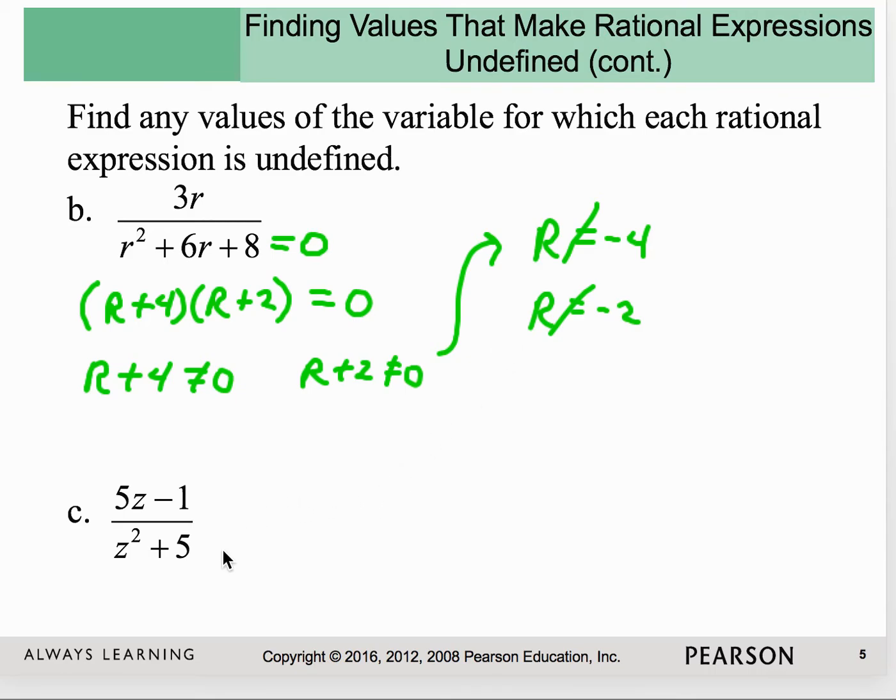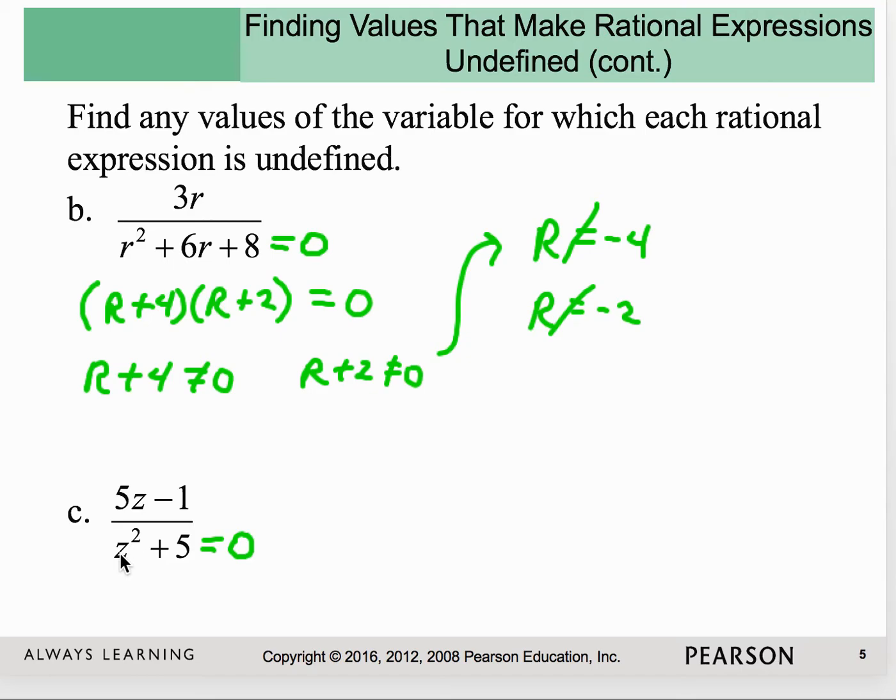Okay, let's look at this one. Okay, this one takes some thought. This thing won't factor, right? It's 2 terms. That's not a perfect square, and even if it were, that's not a minus. So think about this. When you square a number, what kind of value do you get? Positive, negative, or 0?